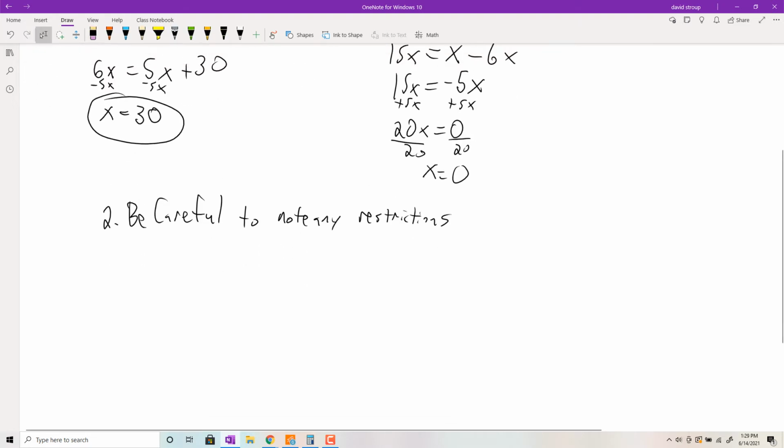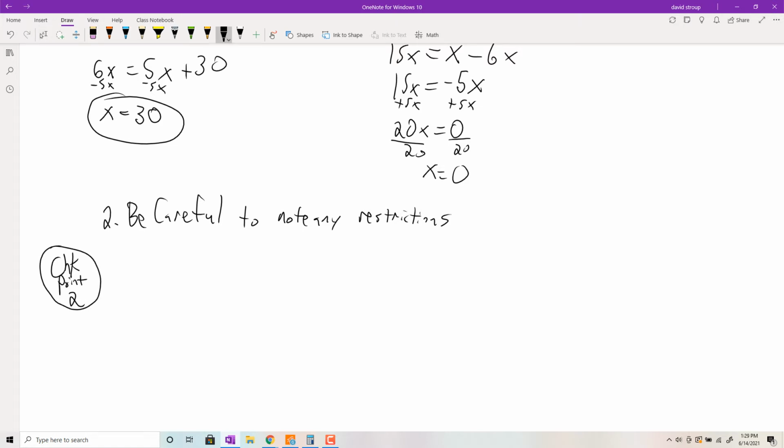Okay, so let me show you what I mean here. This is actually checkpoint 2 from the book. So as you're reading, if you do the checkpoints, you'll be pretty good by the time you start watching the videos. Anyway, solve the equation 5 over 2x equals 17 over 18 minus 1 all over 3x.